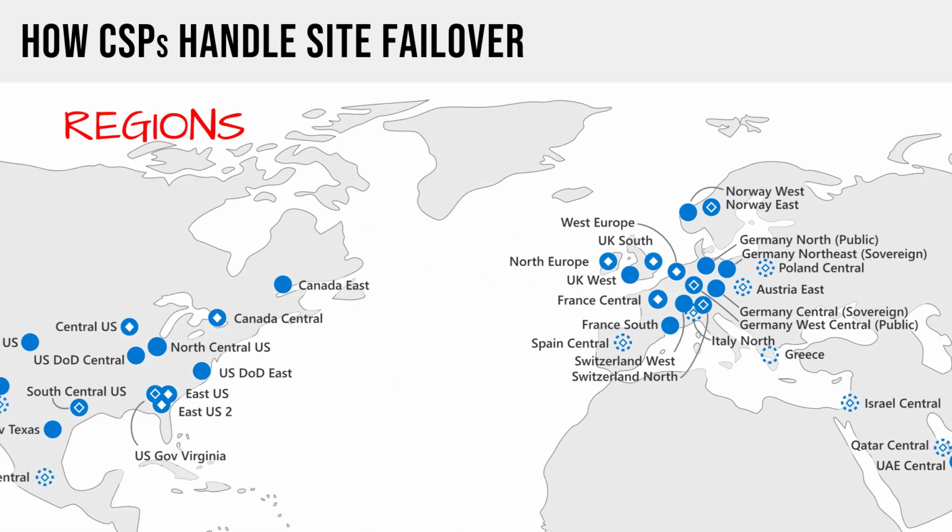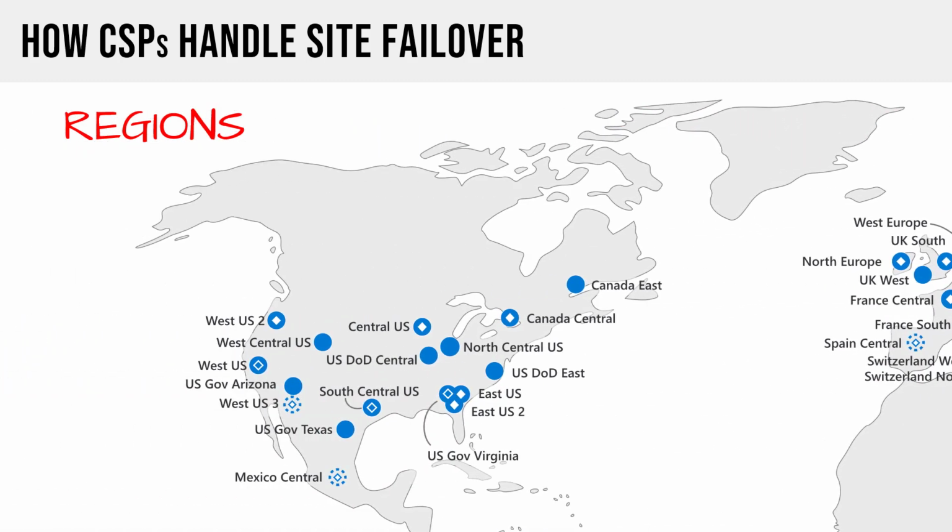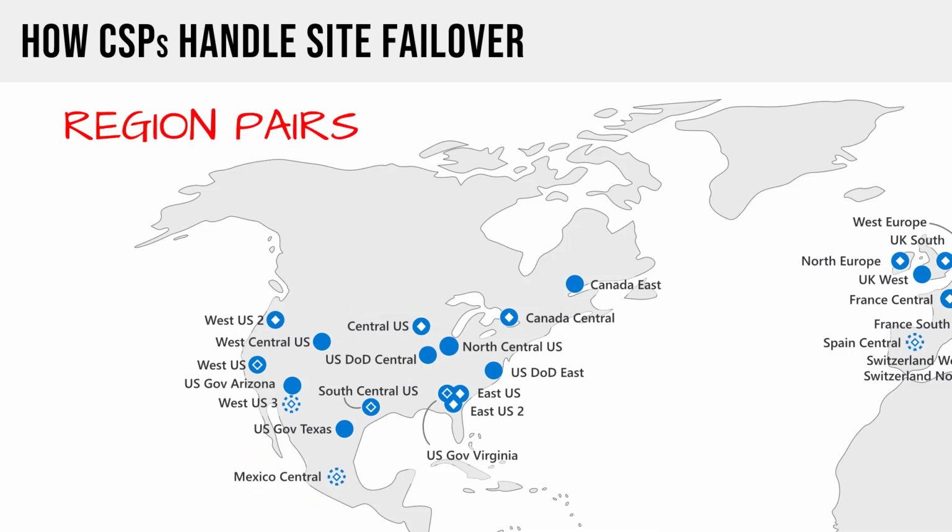So regions are a set of data centers deployed within a low latency defined perimeter and connected through a regional low latency network, a dedicated network to be sure. And within those regions, they have region pairs. So this is a relationship between two regions within the same geographic region for disaster recovery purposes.